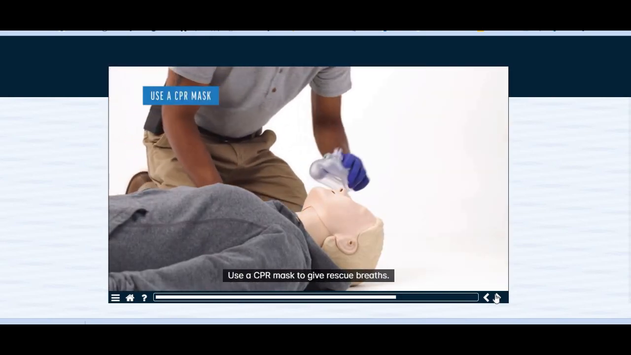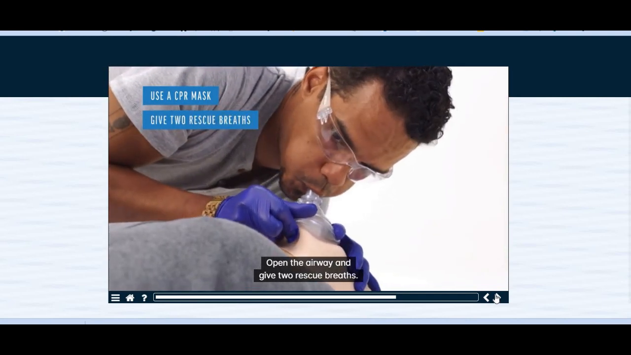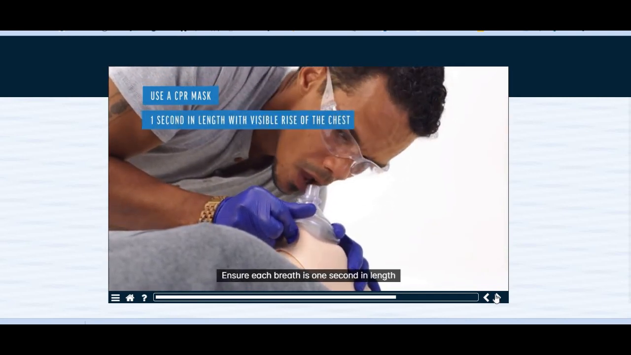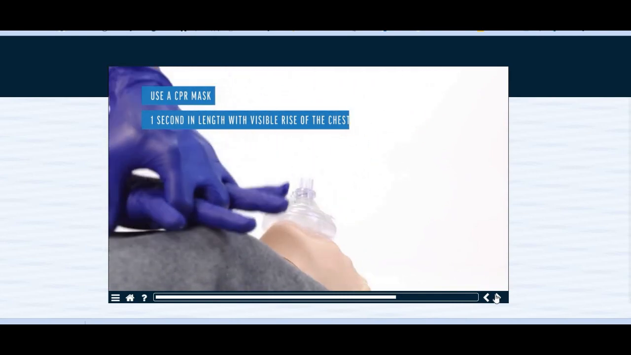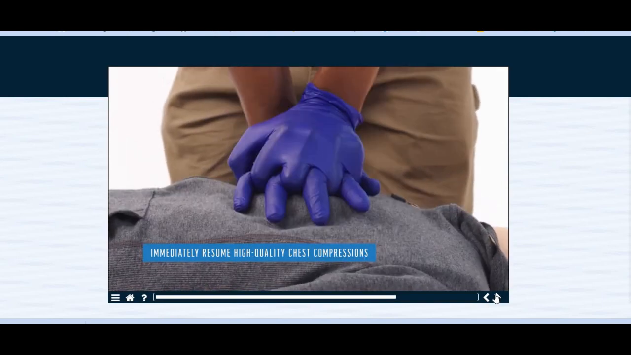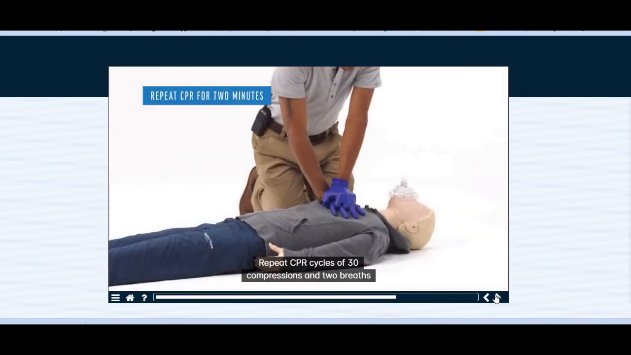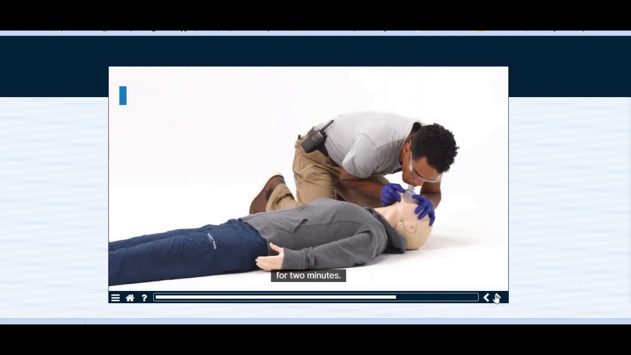Use a CPR mask to give rescue breaths. Open the airway and give 2 rescue breaths. Ensure each breath is 1 second in length and creates a visible rise of the chest. Immediately resume high-quality chest compressions. Repeat CPR cycles of 30 compressions and 2 breaths for 2 minutes.